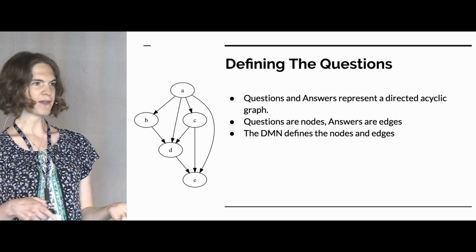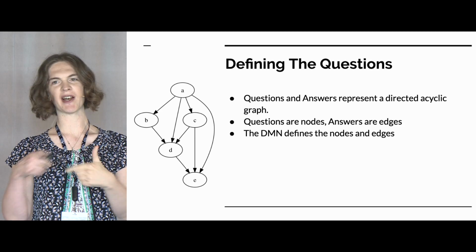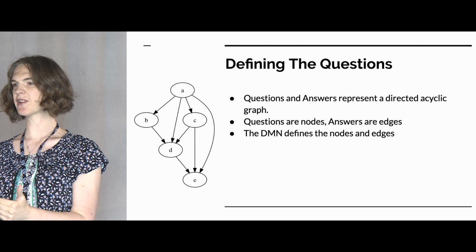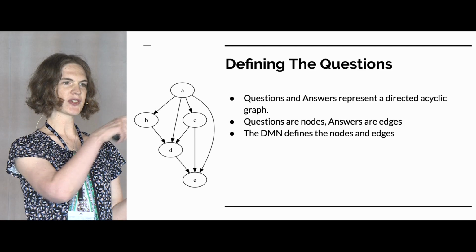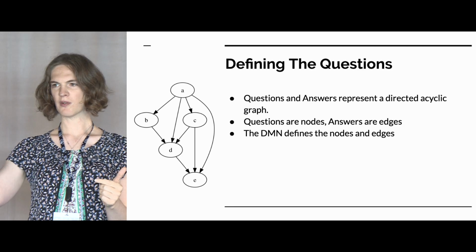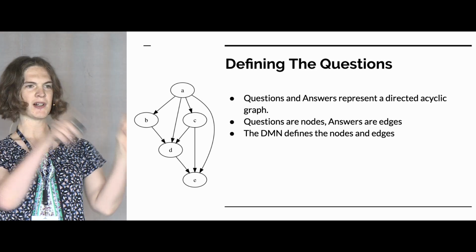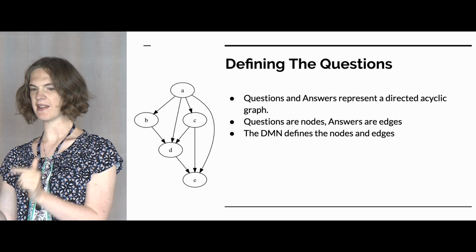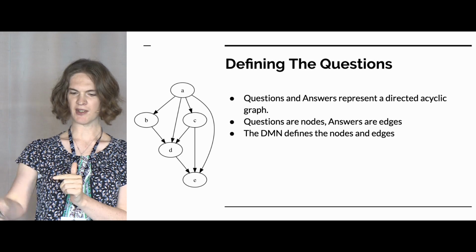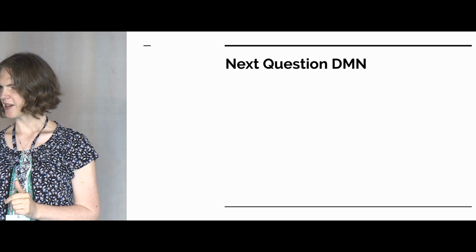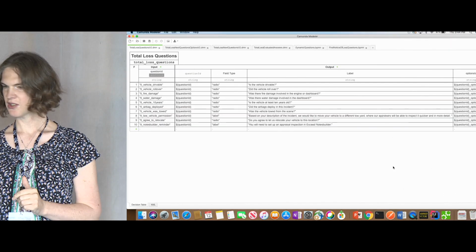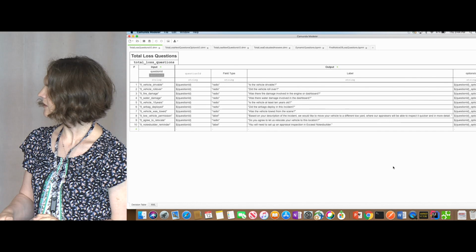This is really helpful for us when the user changes their mind and picks a different answer, because we just go and walk the graph again with all of the information that they've answered previously in order to make this determination. Now, I think that we can show our DMNs. Is that visible in the back? Is there any way to zoom?